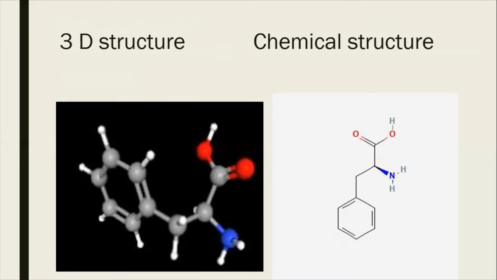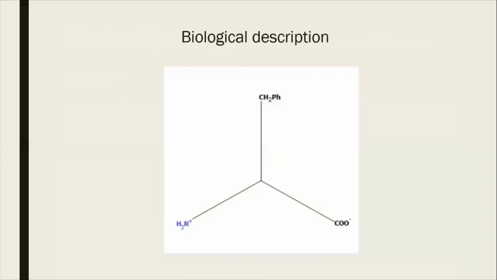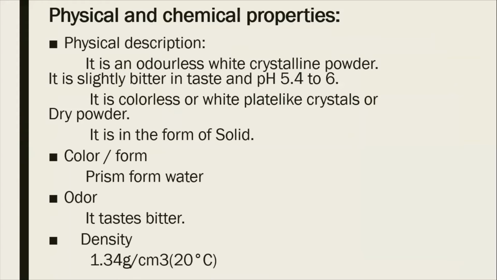In its chemical structure, a benzene ring is attached with the amino alcoholic group and sharing a double bond with oxygen. Physical and chemical properties. Physical description. It is an odorless white crystalline powder. It is slightly bitter in taste and pH 5.4 to 6. It is colorless or white plate-like crystals or dry powder.